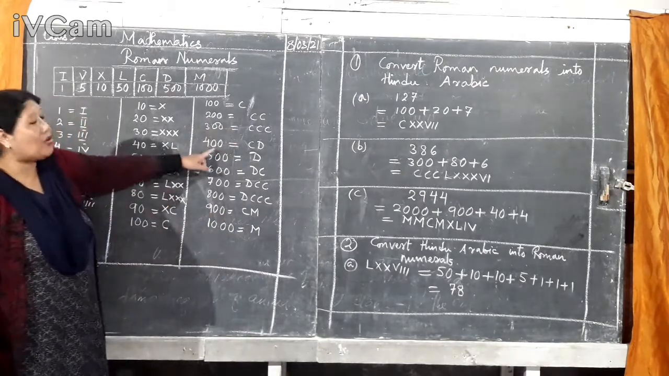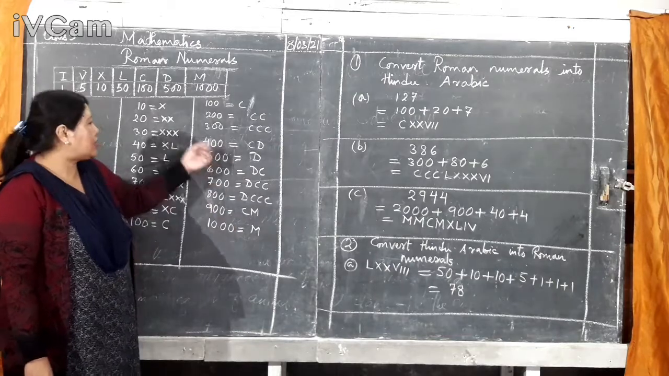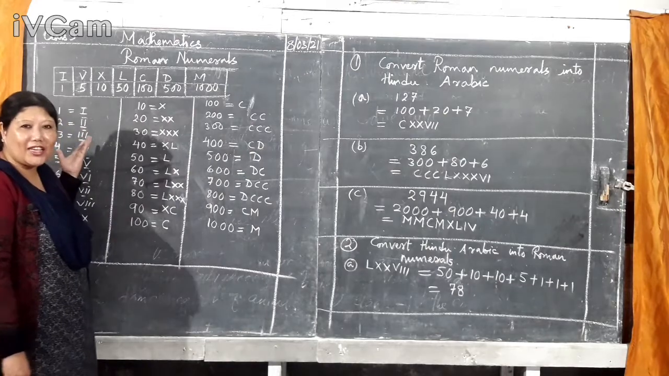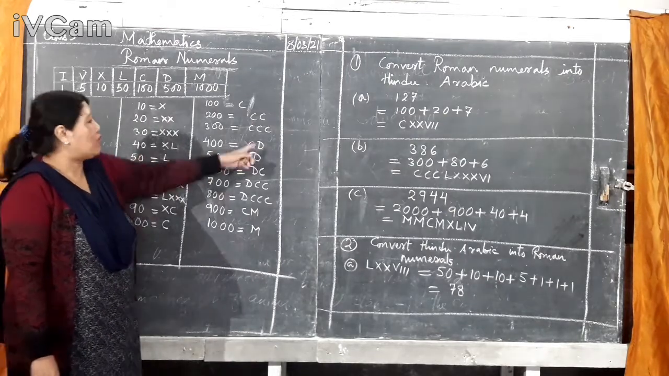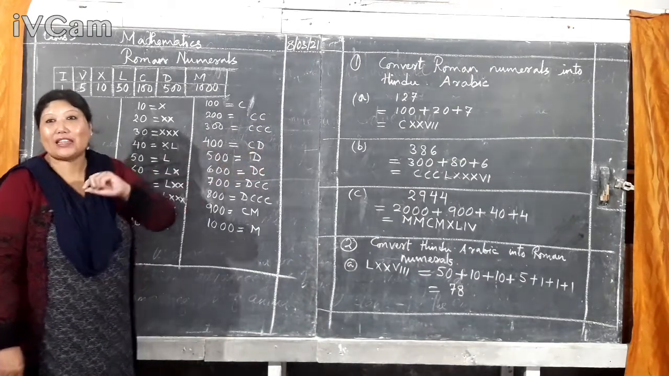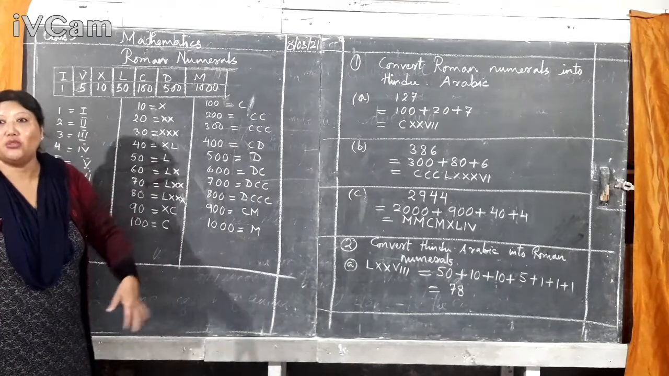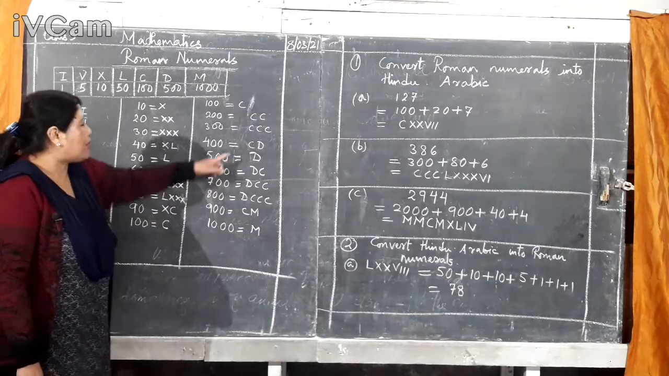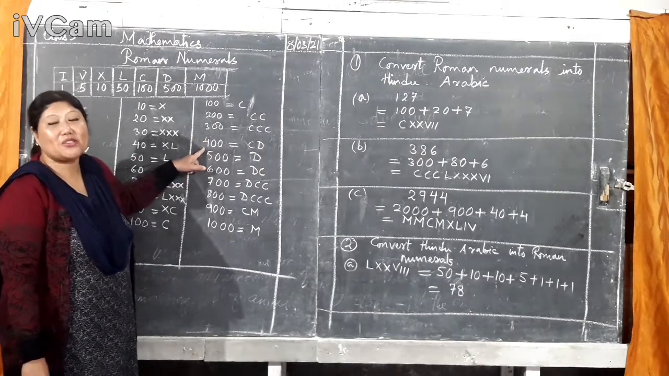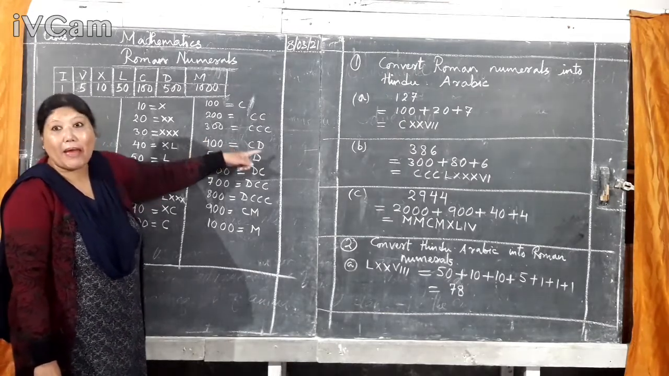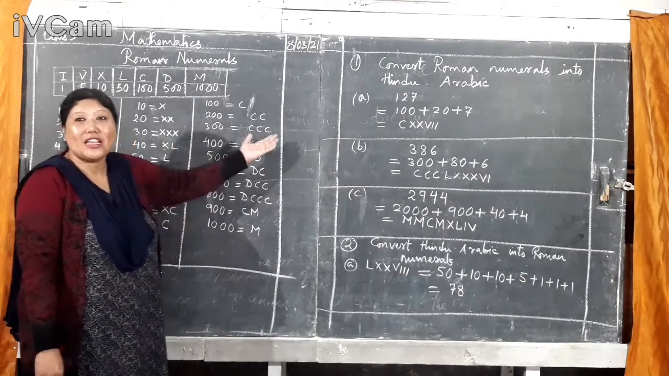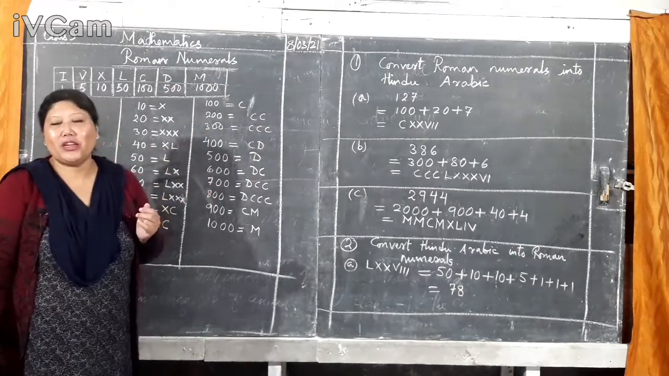Then to write 400, you should know 500, isn't it? 500 is D. So if you write C on the left hand side, it will be subtraction. So 500 minus 100 will be 400. So CD is not that CD you always know, like the compact disc you have learned about in computer. CD here is not compact disc, but it is 400 in Roman numerals.